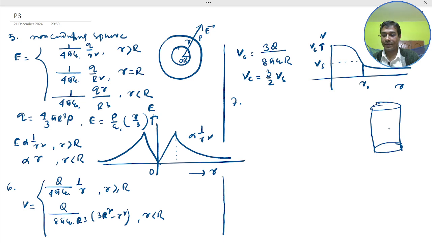So here this point is E, the electric field, and we have to find the electric field at this point P. The linear charge density is lambda. So E would become lambda by 2 pi epsilon naught R, where lambda is the linear charge density, and the electric field due to a plane sheet of charge.